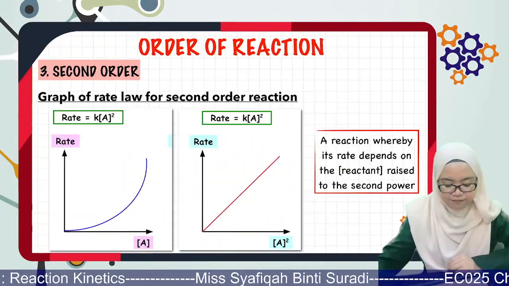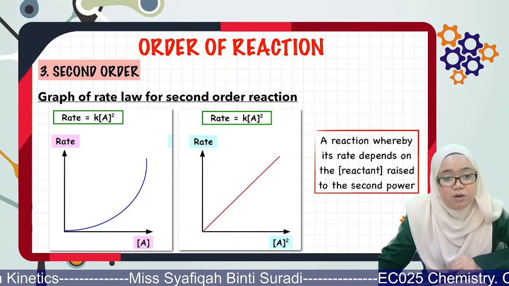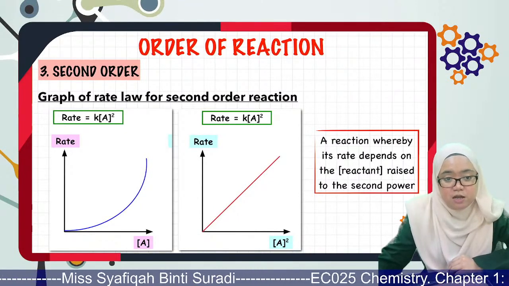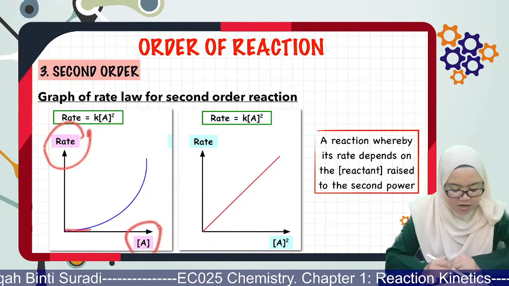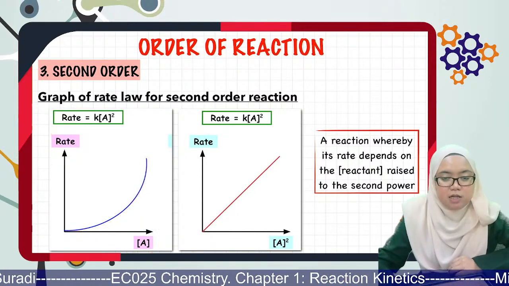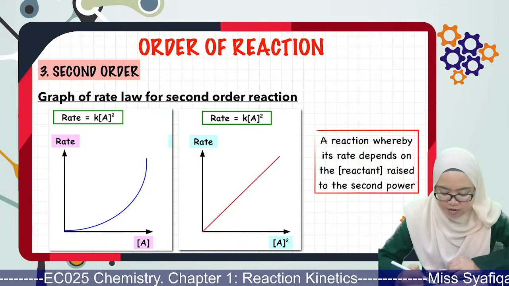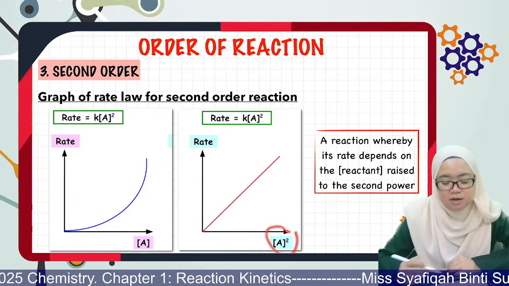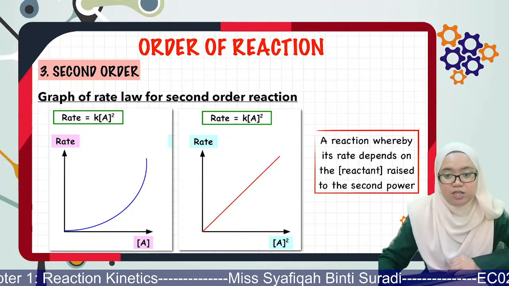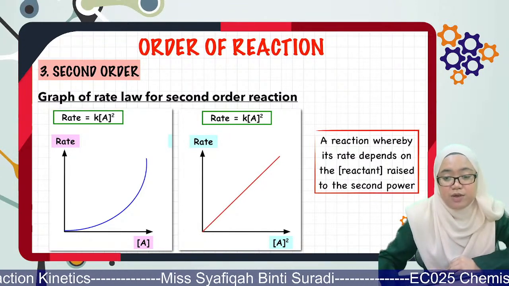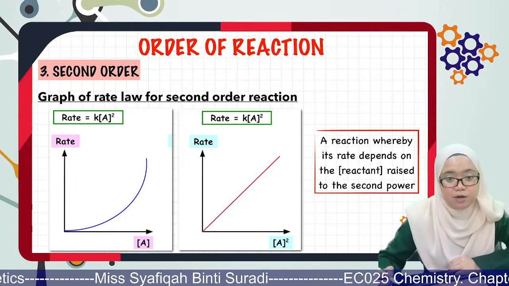Okay. Now, this is our graph for our rate law for second order reaction. So if our graph is rate against concentration, our graph will be a curve like this. Okay, but if we draw the graph of rate against concentration squared, our graph will be a straight line like this. Alright, so this reaction shows that the rate depends on the reactant raised to the second power.